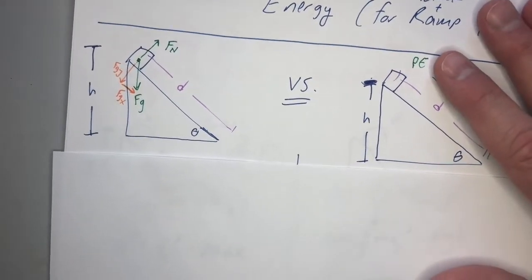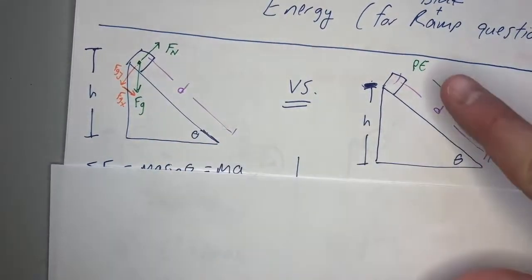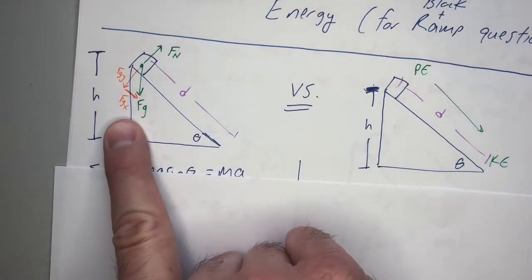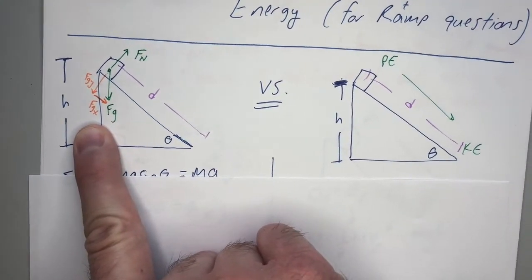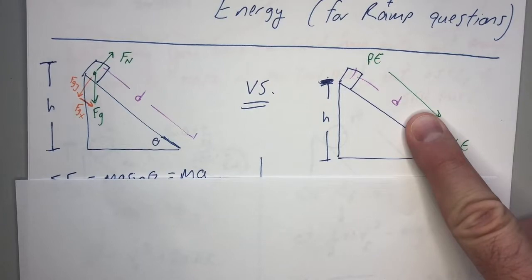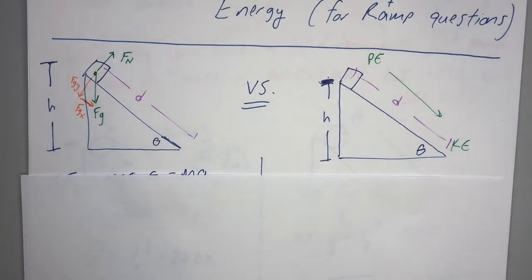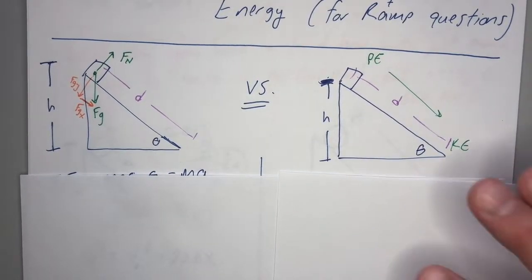So here's the setup. You have a block on a ramp. We're going to do the forces and kinematics on the left-hand side here, and then we're going to do the energy way on the right-hand side, just to review. So physics never goes away. We just get stronger and stronger, and we get more and more tools in our toolbox.